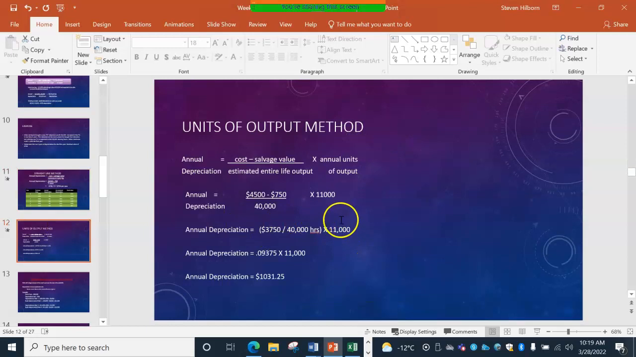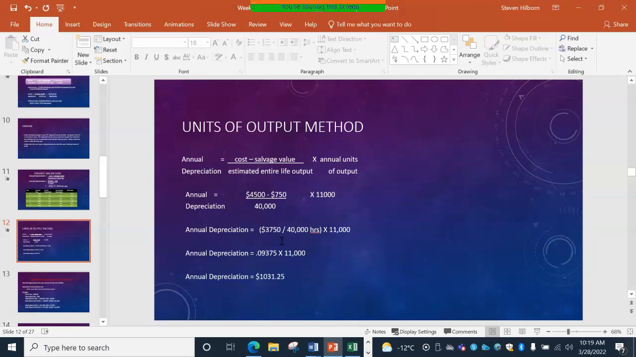And the next one is the units of output method. Very similar to what we did earlier, we look at the cost minus salvage value, which will still be $3,750, divided now by the estimated entire life output, which is 40,000 hours, and then we multiply by the annual units of output. So 3750 divided by 40,000 hours will give us 0.09375. So basically, for every hour that we watch this TV, it goes down in value by 9 cents.